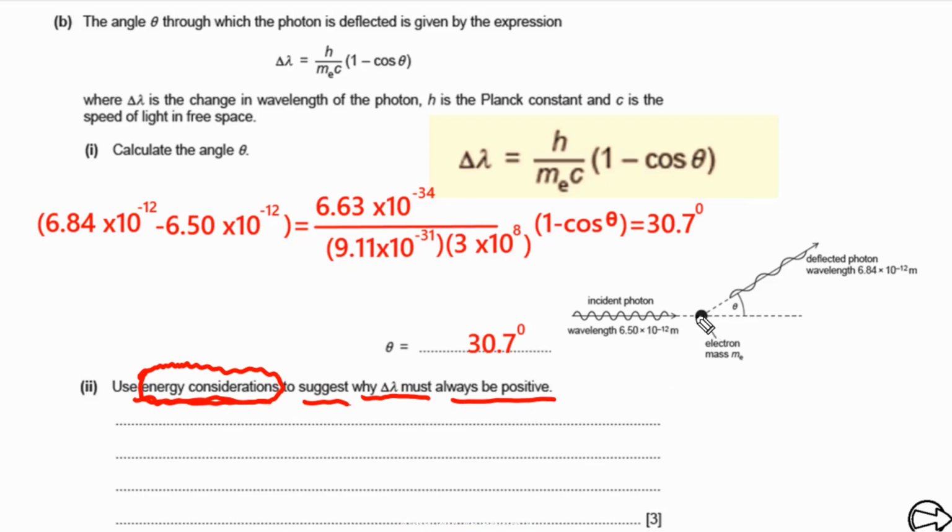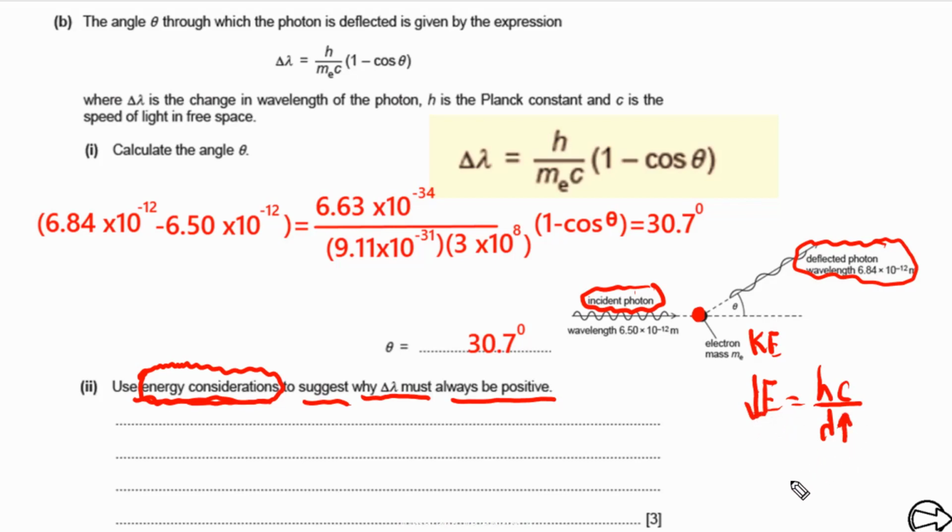As we have already seen here, when this incident photon collides with this electron, the electron will gain some kinetic energy. So in this deflection, the photon is losing energy and the electron is gaining kinetic energy, so the energy of the photon will decrease. And when the energy of the photon decreases, its lambda has to increase. As we simply understand, E is equal to hc over lambda. If the energy of the photon goes down, lambda has to increase.